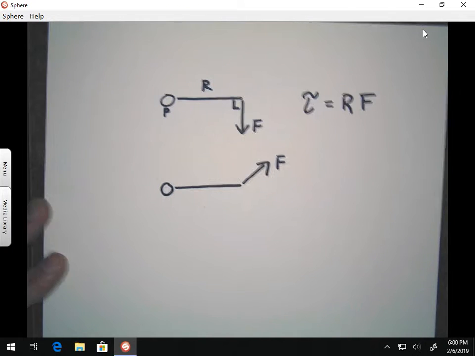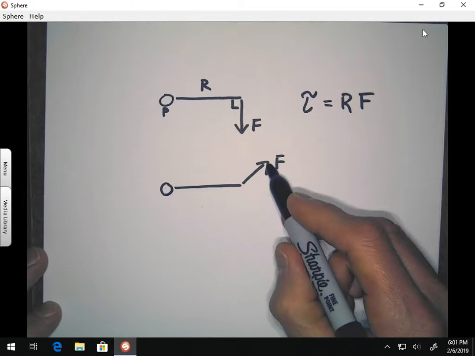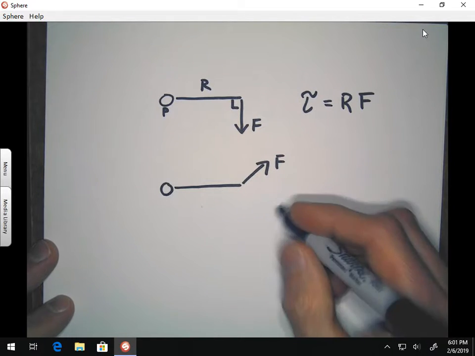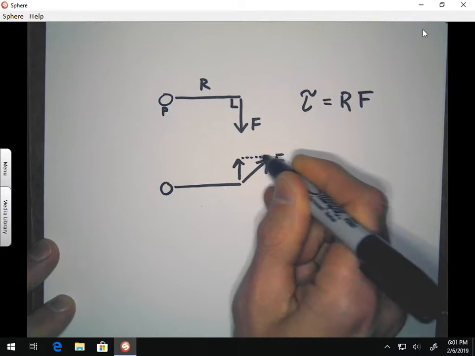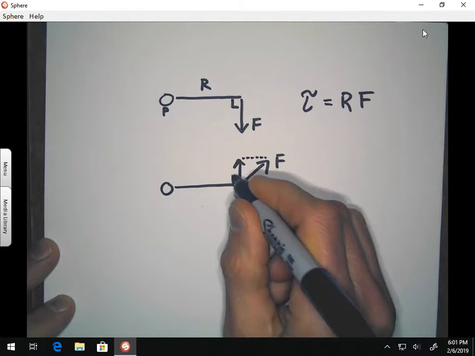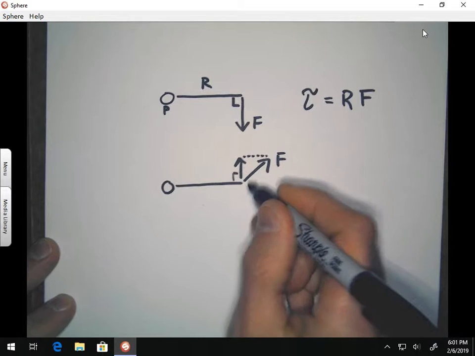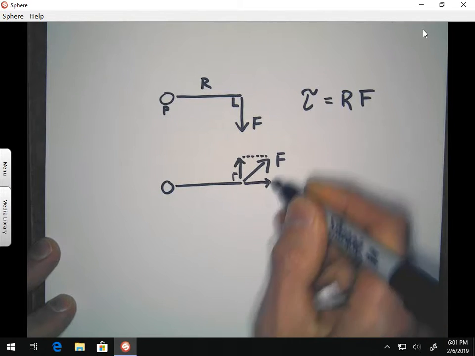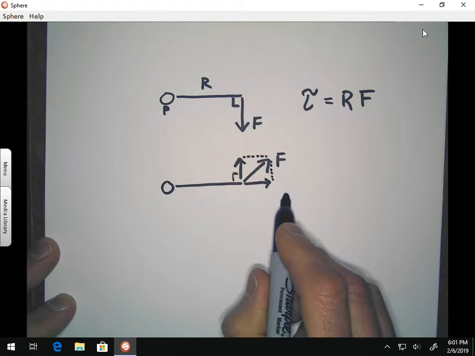The way to think about this before I show you the formula is to think about the components of the force. Remember, components are the x and y pieces of a vector. If you have a force here which is a diagonal, it's going to have a component in that direction which goes perpendicular to the lever arm, and it's also going to have a component which goes this way. That component is parallel to the lever arm.